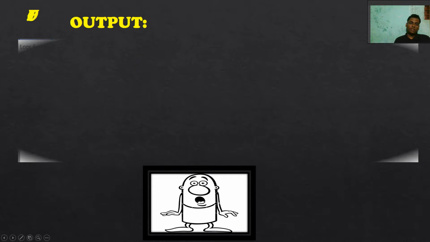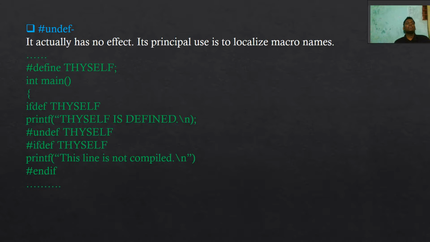The next one is the undef preprocessor. It actually has no defined value. Its principal use is to localize macro names. Like in this program, we have defined thyself at the beginning of the code. So we have used the ifdef preprocessor. If thyself is defined, it will print thyself is defined. Then we have undefined thyself by using the undef preprocessor, and if defined thyself, printf this line is not compiled.